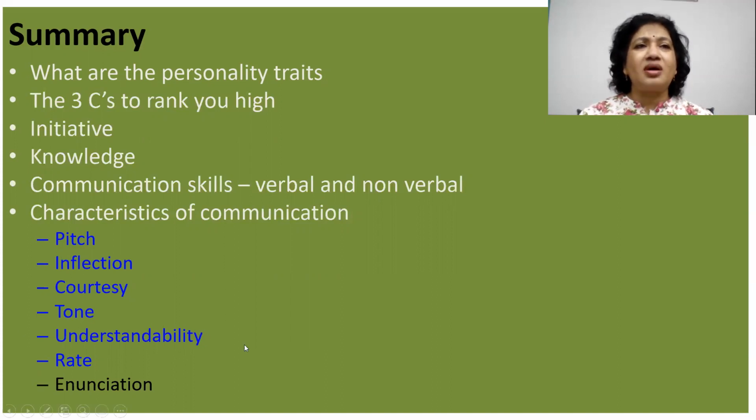So this is the summary, and I hope you have understood this part, what employers are looking for when they call for a group discussion. This is what they are looking for. If you know what the employer is looking for, I'm sure you will outshine every other person in the group.